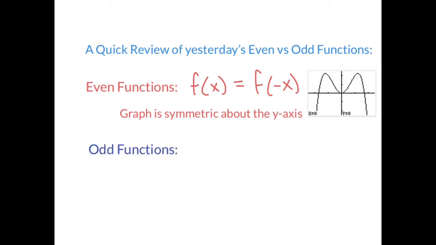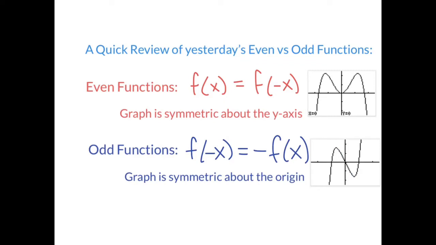Odd functions have a relationship algebraically: if you start with the opposite of the x value and plug that in, that will be the same thing as the opposite of the entire function plugging in the regular x value. The odd functions graphically are symmetric about the origin. That's a little bit harder to see. There's not like a line of symmetry, but if you rotate the right side of this graph around, it would match up with the left side of the graph perfectly. And that's a quick review for your even functions versus your odd functions.